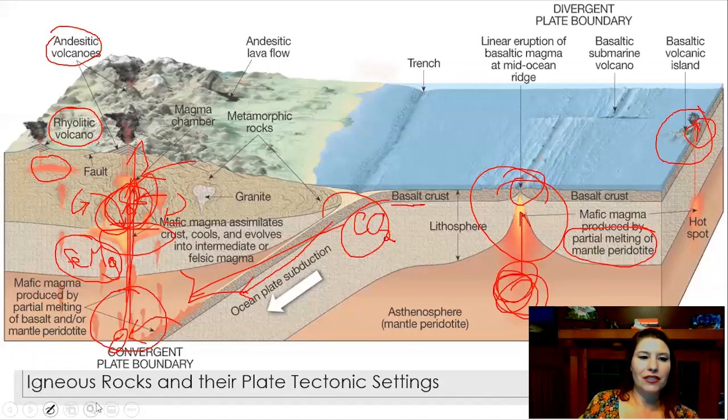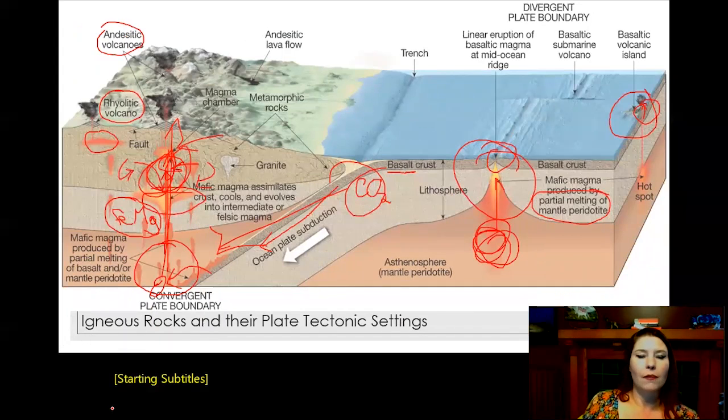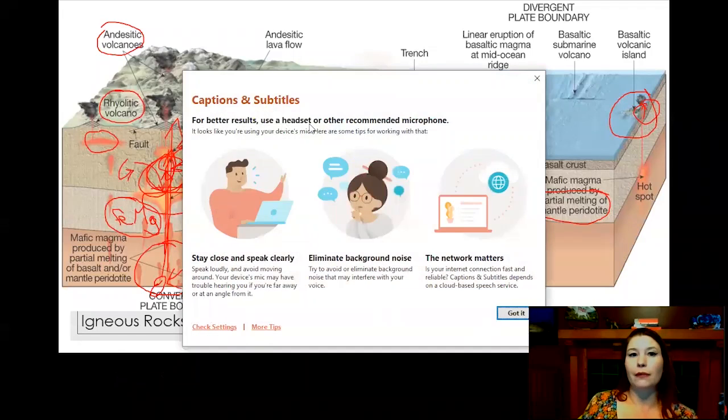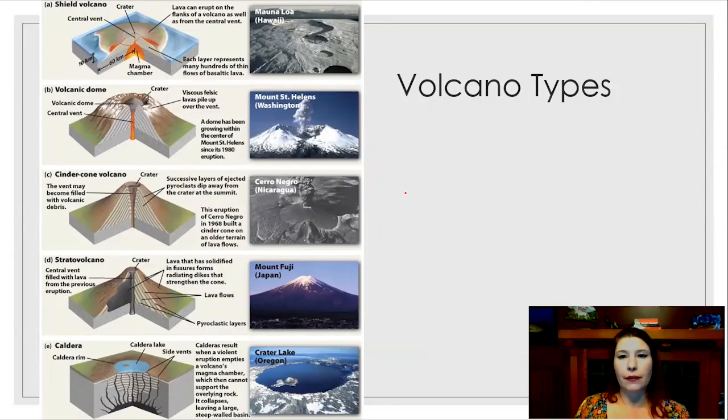We try not to use jargon all the time in geology. Magma mixing, not too bad. So we may even get a thicker, much more viscous magma because of that happening as well. Now about the volcanoes that we get. So now we're talking about some volcano types.